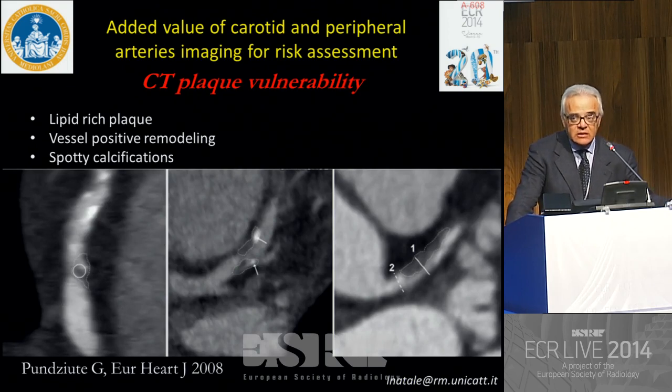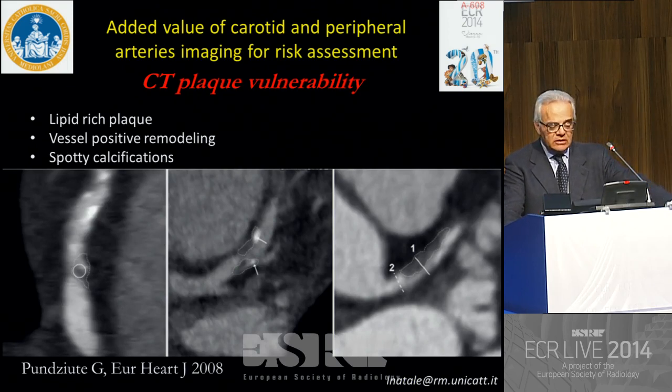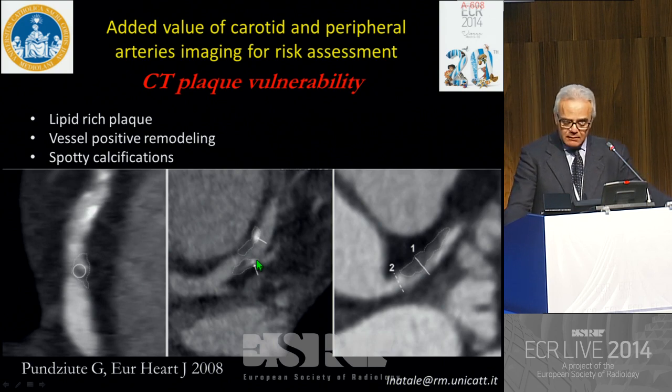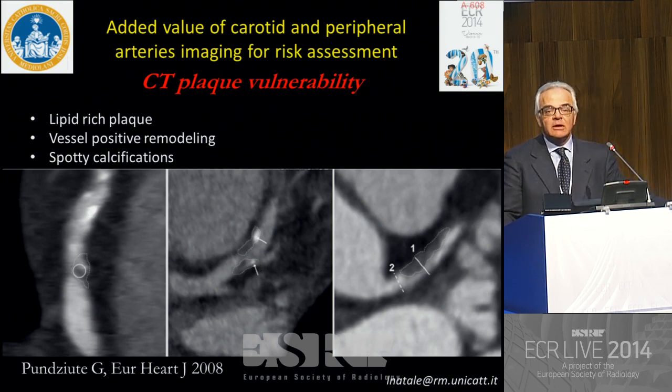The criteria for CT and MR for plaque vulnerability have been partially demonstrated in the previous talk, and I summarize here the three most important signs at CT. That means the lipid-rich plaque, the positive remodeling of the vessel, and the spotty calcification within a mostly non-calcified plaque. But there is no doubt that, particularly in a not-so-difficult district as coronary arteries, and this is the topic I am speaking about, for example carotid and peripheral vessels, MRI can do it better.